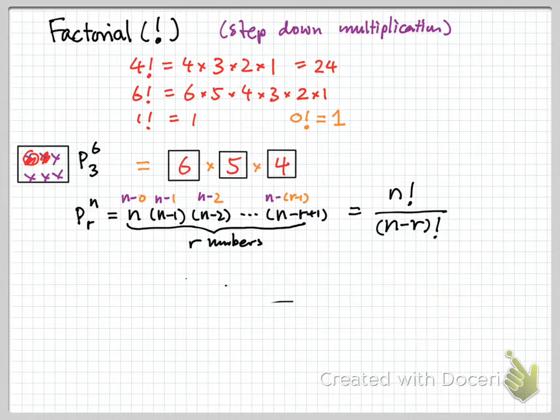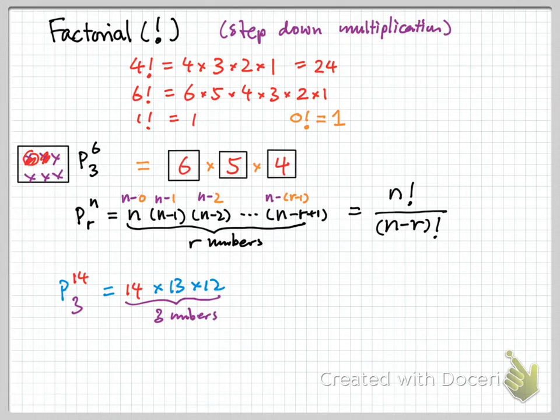Number one is to use a step down multiplication. Starting with n, we step down multiplying r numbers. For example, if you want to find a funny value like 14P3, you have 14 different persons, and every time you pick 3 of them, the first one is the gold medalist, the second the silver medalist, and the third the bronze medalist. How many ways can we award the medals? There are 14P3 ways. You can do it like this: 14 times 13 times 12. You start at 14 and do a step-down multiplication for three numbers. Alternatively, in factorial symbols, that would be 14 factorial divided by (14 minus 3) factorial, which is 11 factorial.